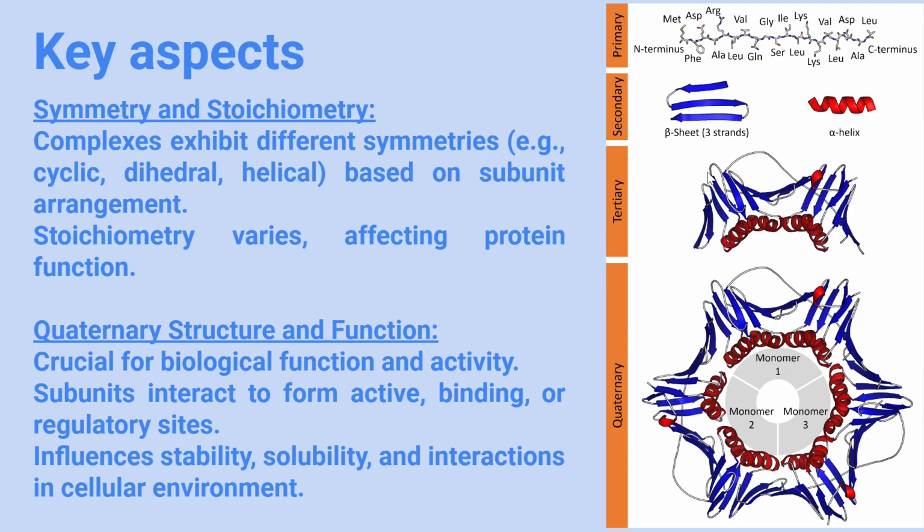Then we have that quaternary structures have, of course, certain functions. So, the quaternary structure of a protein complex is critical for its biological function and activity. Protein subunits within a complex may interact with each other to form active sites, binding sites, or allosteric regulatory sites, allowing the complex to perform specific biochemical functions. Protein quaternary structure can also influence protein stability, solubility, and interactions with other molecules in the cellular environment.